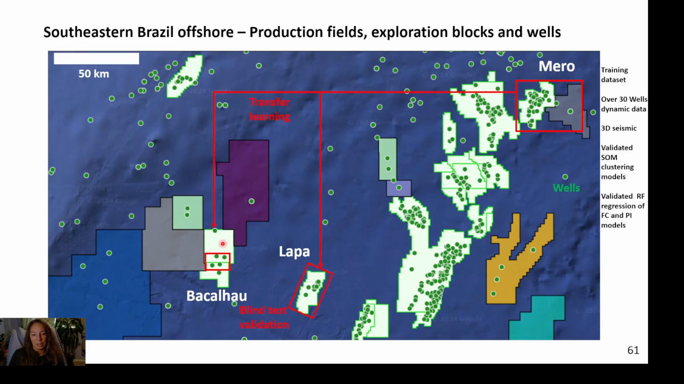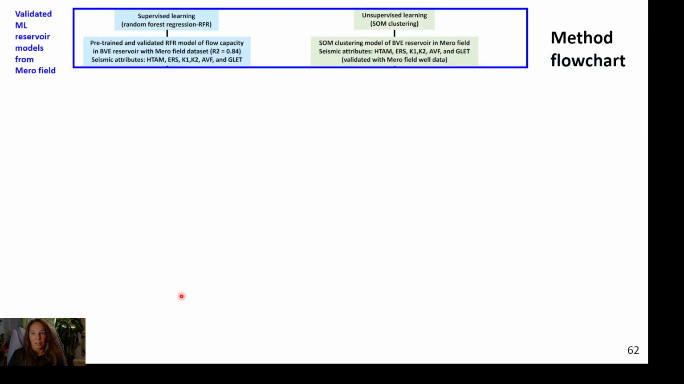What I want to just pause and say right here is that we're training only with Mero, and then we're taking the results of that training and applying it to Lapa and Bacalhau. So it's kind of a really unique study trying to see how far we can take machine learning. And so just a quick overview of the method.